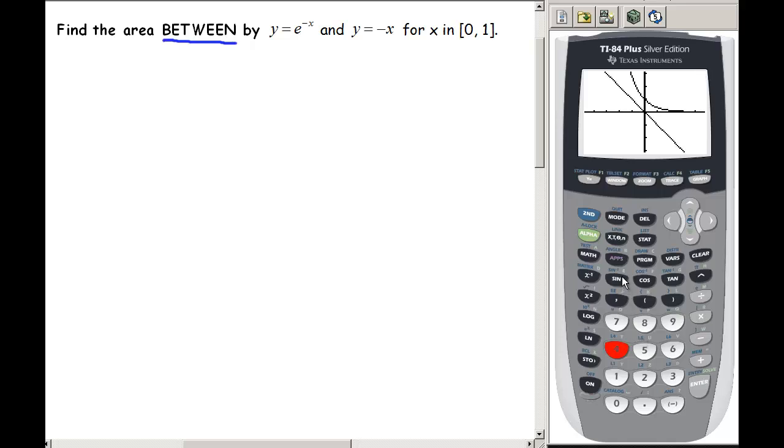And you'll notice that this time there isn't a region that is enclosed. It doesn't intersect and make all sides of a shape. So what we're looking at is specifically for x in 0, 1. So let's change our window a bit. Let's go from, say, -1 up to 2.